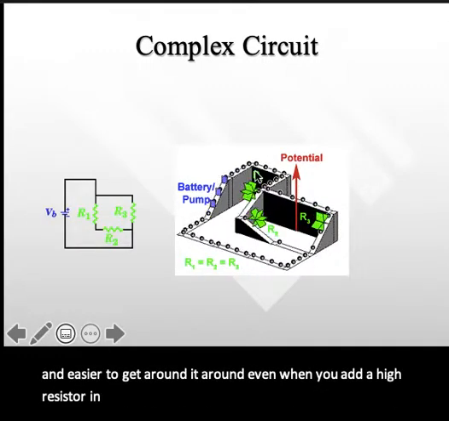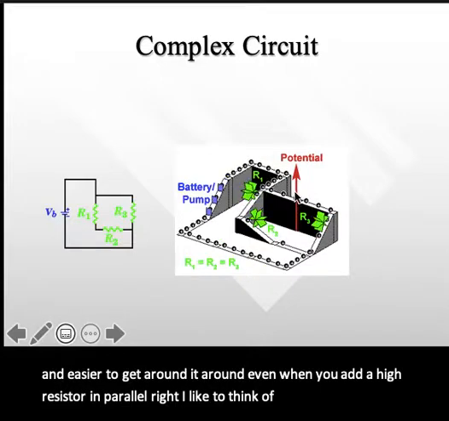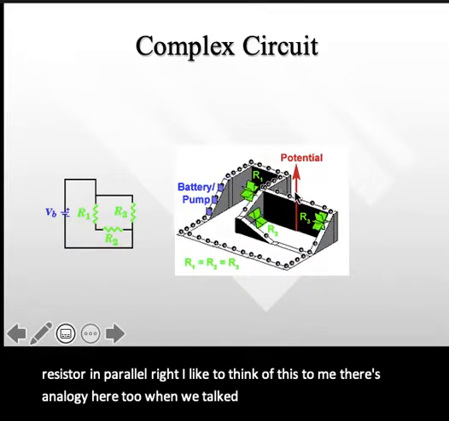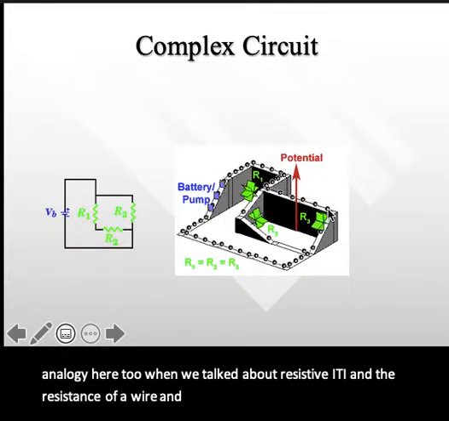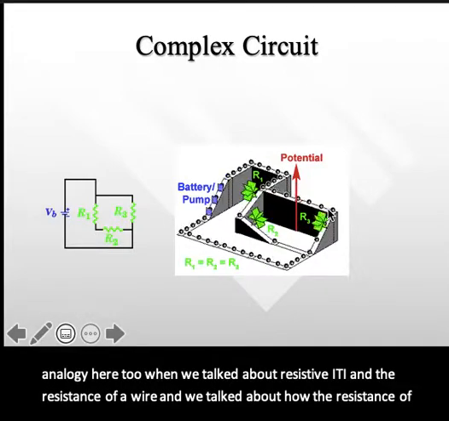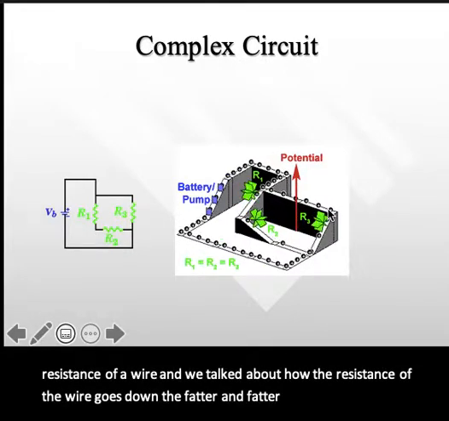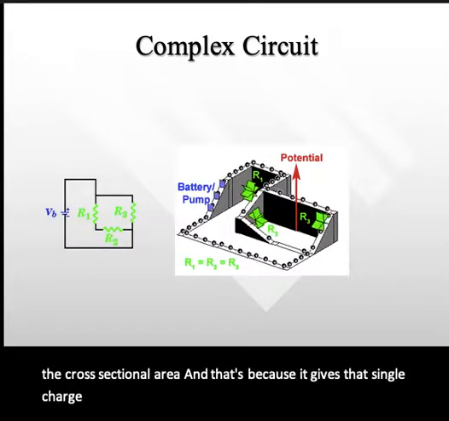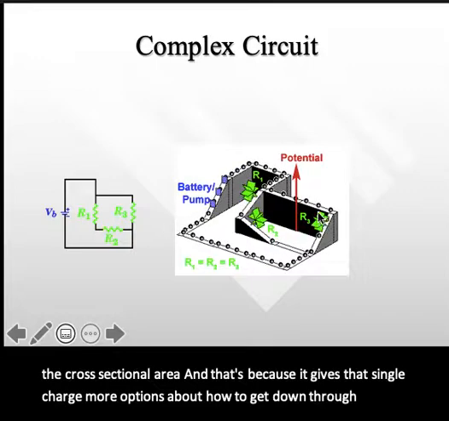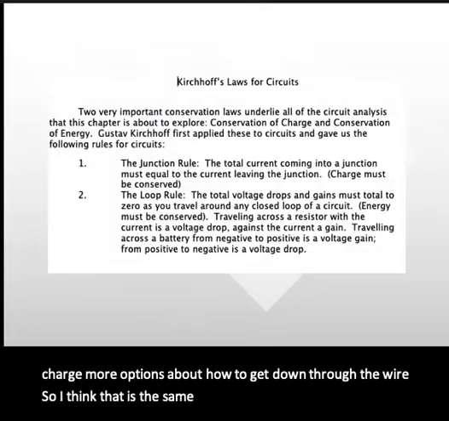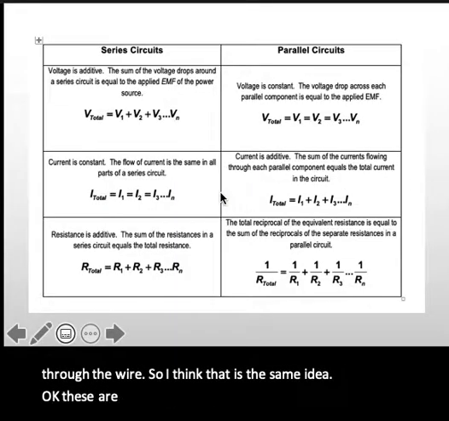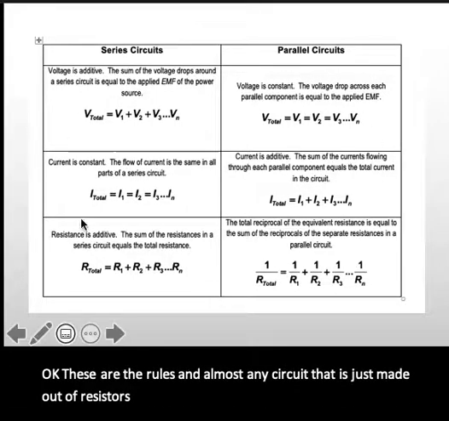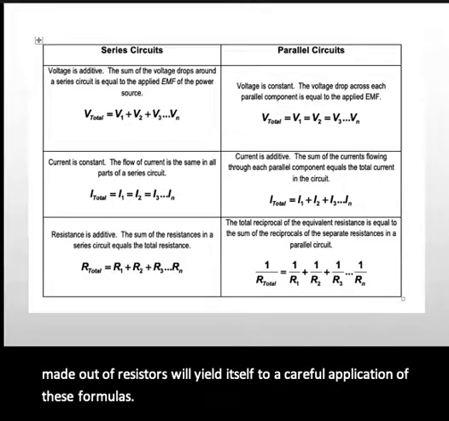I like to think of this, to me, there's an analogy here to when we talked about resistivity and the resistance of a wire, and we talked about how the resistance of the wire goes down the fatter and fatter it gets, right? The bigger the cross-sectional area. And that's because it gives that single charge more options about how to get down through the wire. So I think of that as the same idea. Okay, these are the rules, and almost any circuit that is just made out of resistors will yield itself to a careful application of these formulas. Okay, that's it.